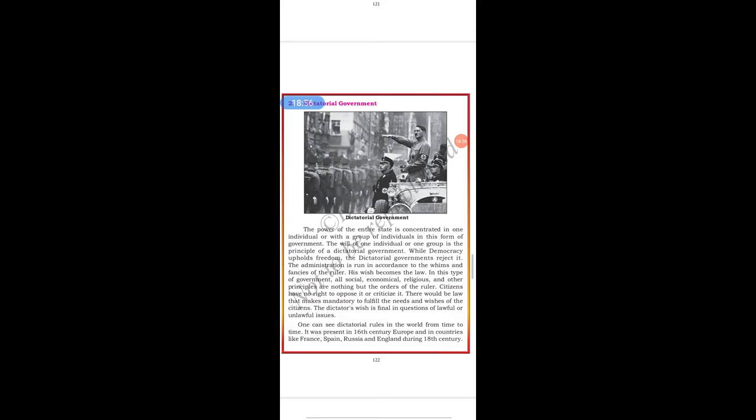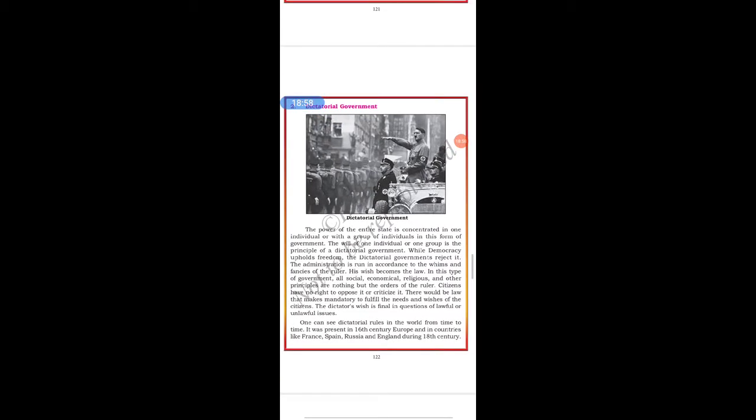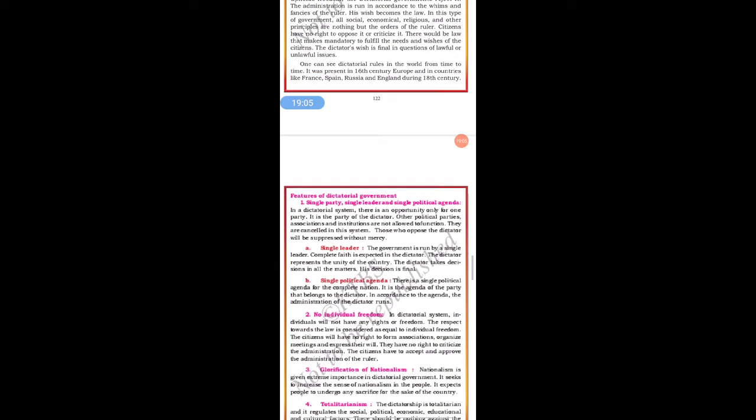You can see the image on the screen now. It is an image of Germany's Hitler. He was a dictator of Germany. Next we have the features of dictatorial government. Students, now let us see the features. Single party, single leader and single political agenda. In this format, the features are that a single party will be there, a single leader will be there, and a single political agenda.